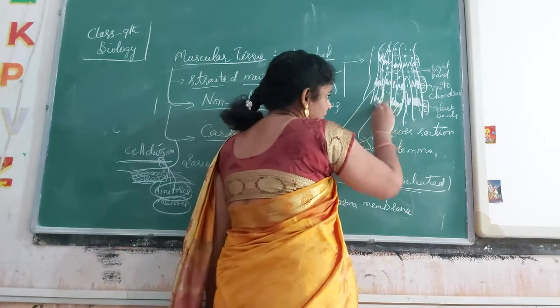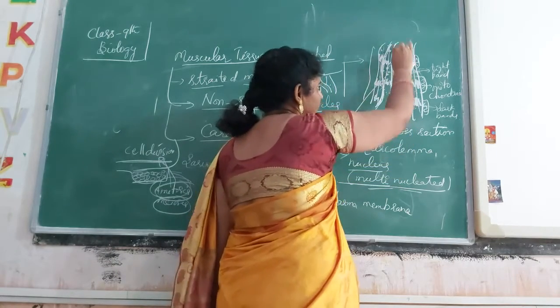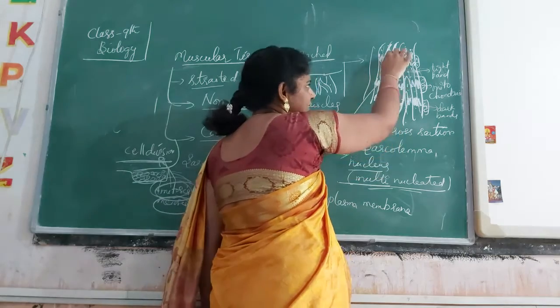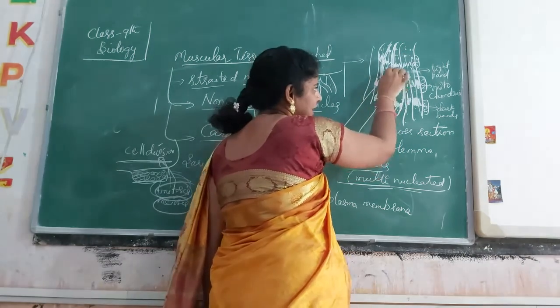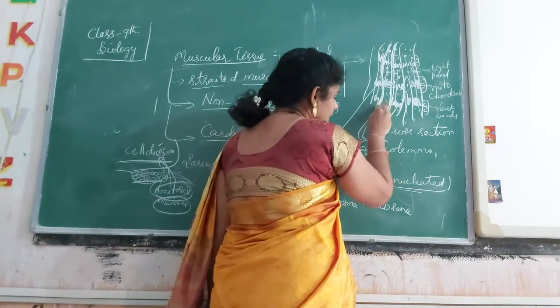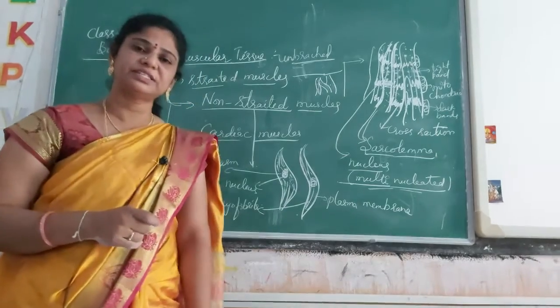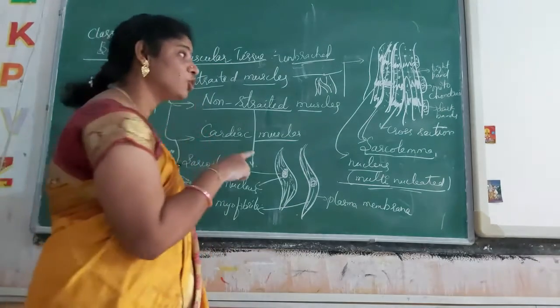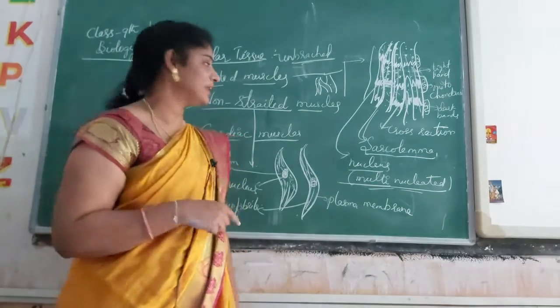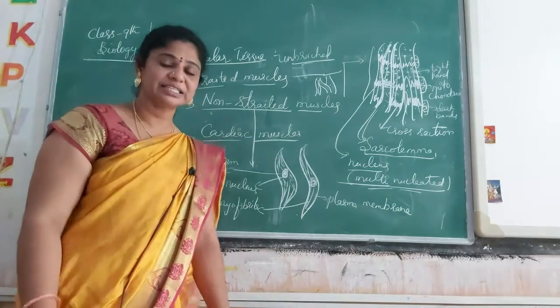See here, whatever the outermost covering of the cell, this is the single cell. Let's think from here to here. It contains light bands and dark bands. What is the membrane called? Sarcolemma. Generally in our cell we call it the plasma membrane. Here we are calling it a sarcolemma.